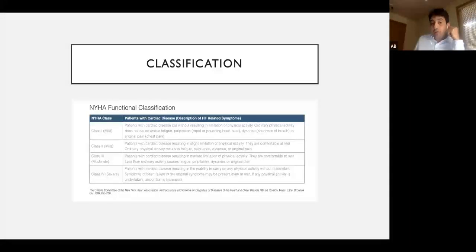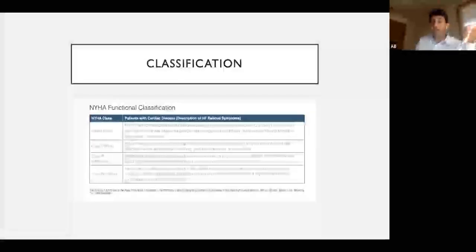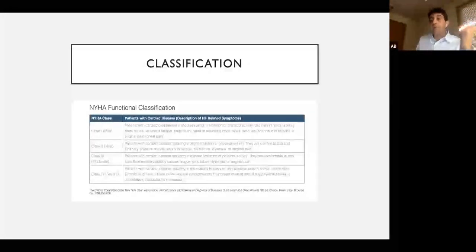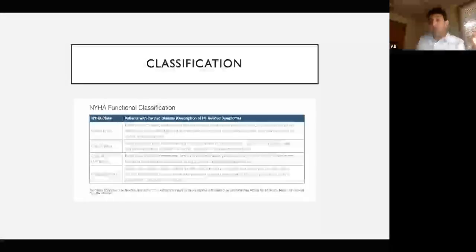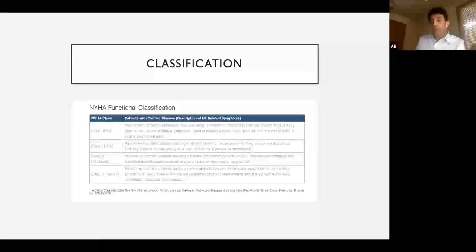Functional class 3, patient with heart disease resulting in marked limitation of physical activity. They are only comfortable at rest. Otherwise, less than ordinary physical activity will cause them to have symptoms. And class 4 is the most severe one of them. We are not yet there.